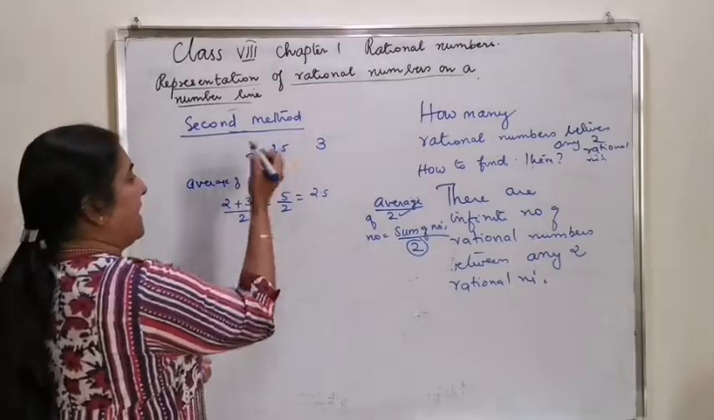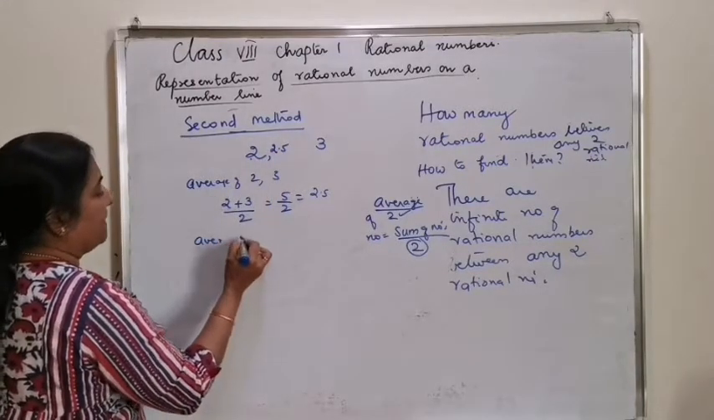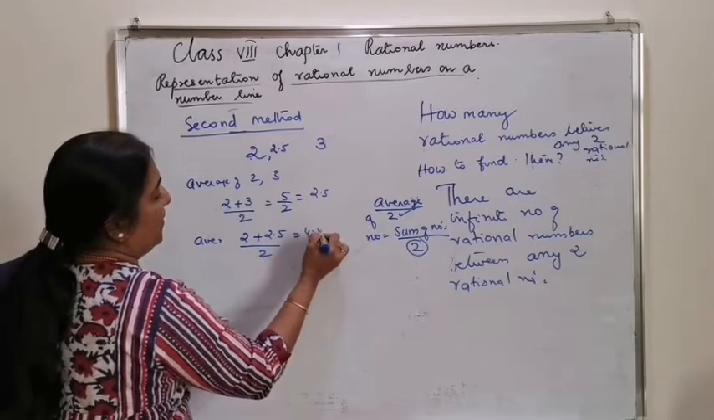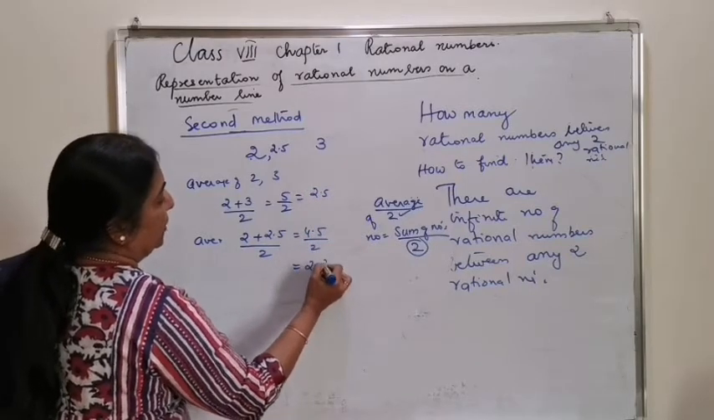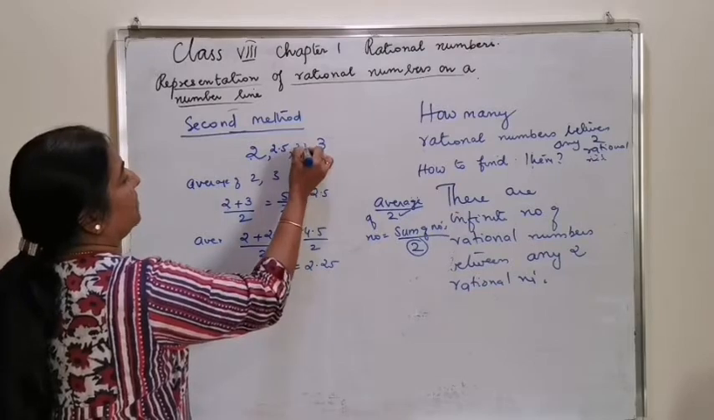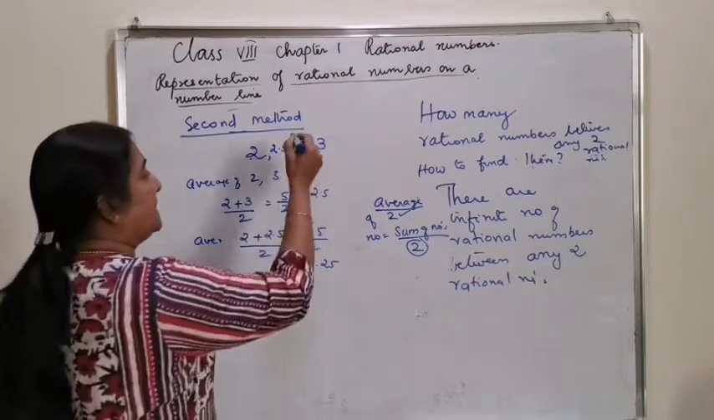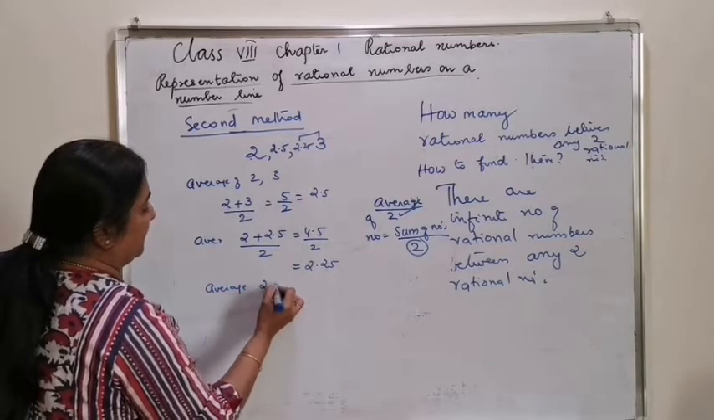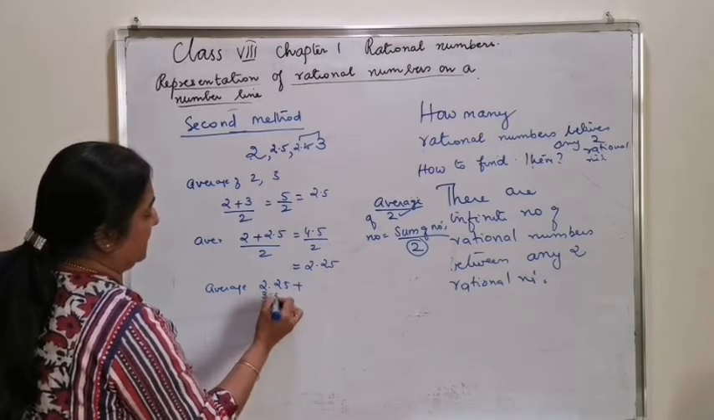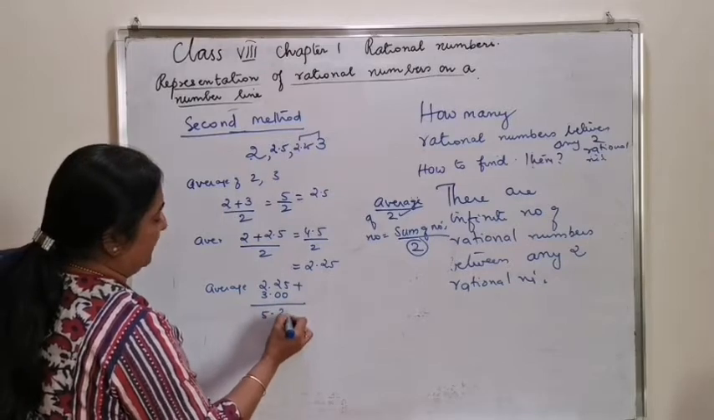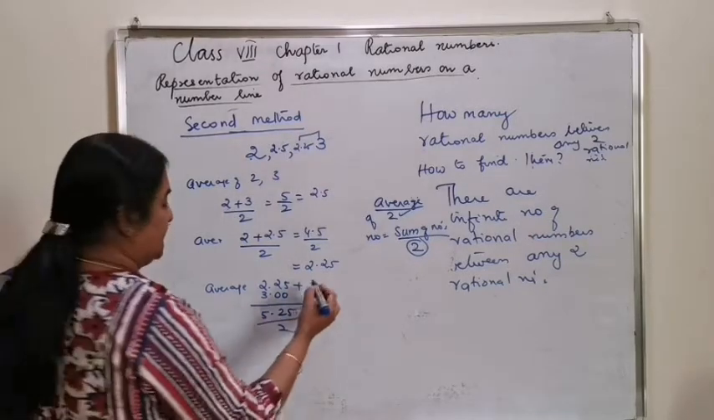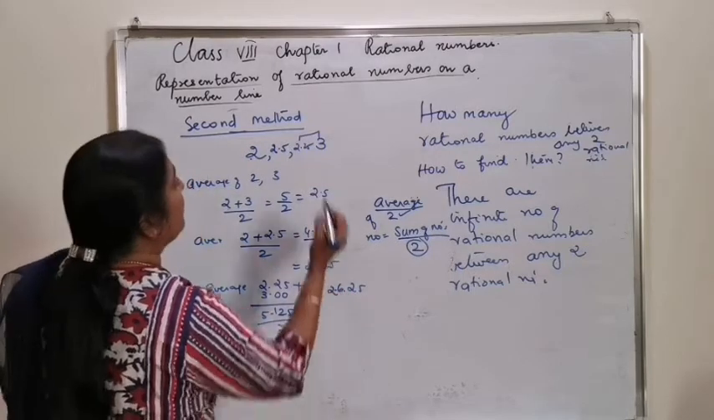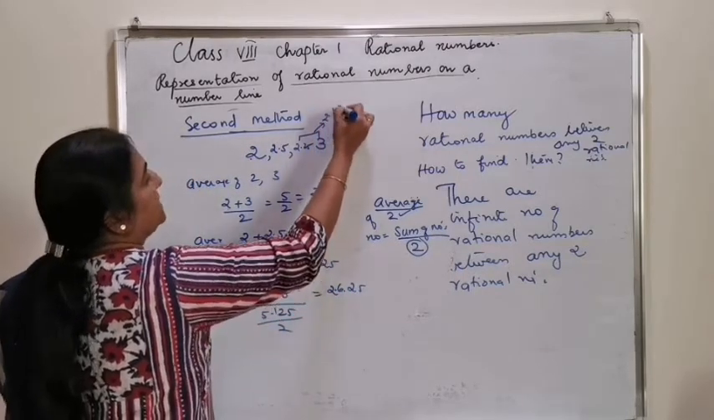Again, you can find the average of 2 and 2.5. That is 4.5 by 2, which is equal to 2.25. You can get the average of 2.25 and 3. 2.25 plus 3.0, that is 5.25 by 2, which is the same as 2.625. It's another number, 2.625.